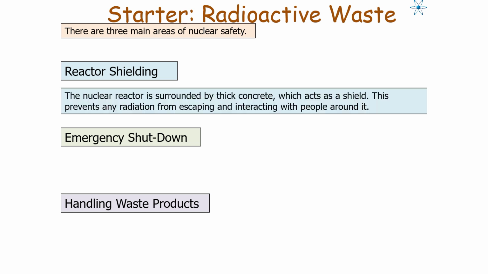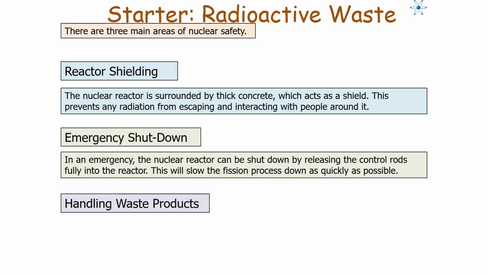So if we consider our 3 areas of nuclear safety, well, firstly, we have reactor shielding. Reactor shielding is that when a nuclear reactor is surrounded by thick concrete, it'll act as a shield. This prevents any radiation from escaping and interacting with people around it. You've also got the emergency shutdown procedure in a nuclear reactor. In an emergency, the nuclear reactor can be shut down by releasing the controls fully into the reactor. This will slow down the fission process as quickly as possible.